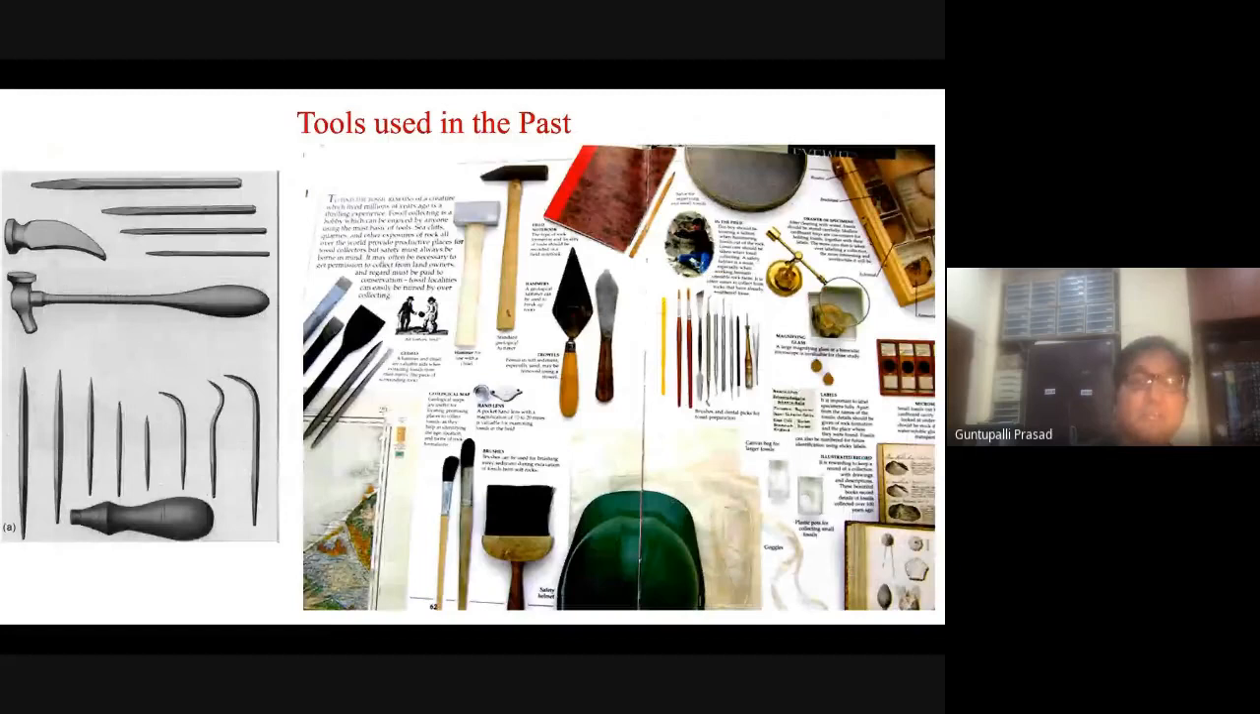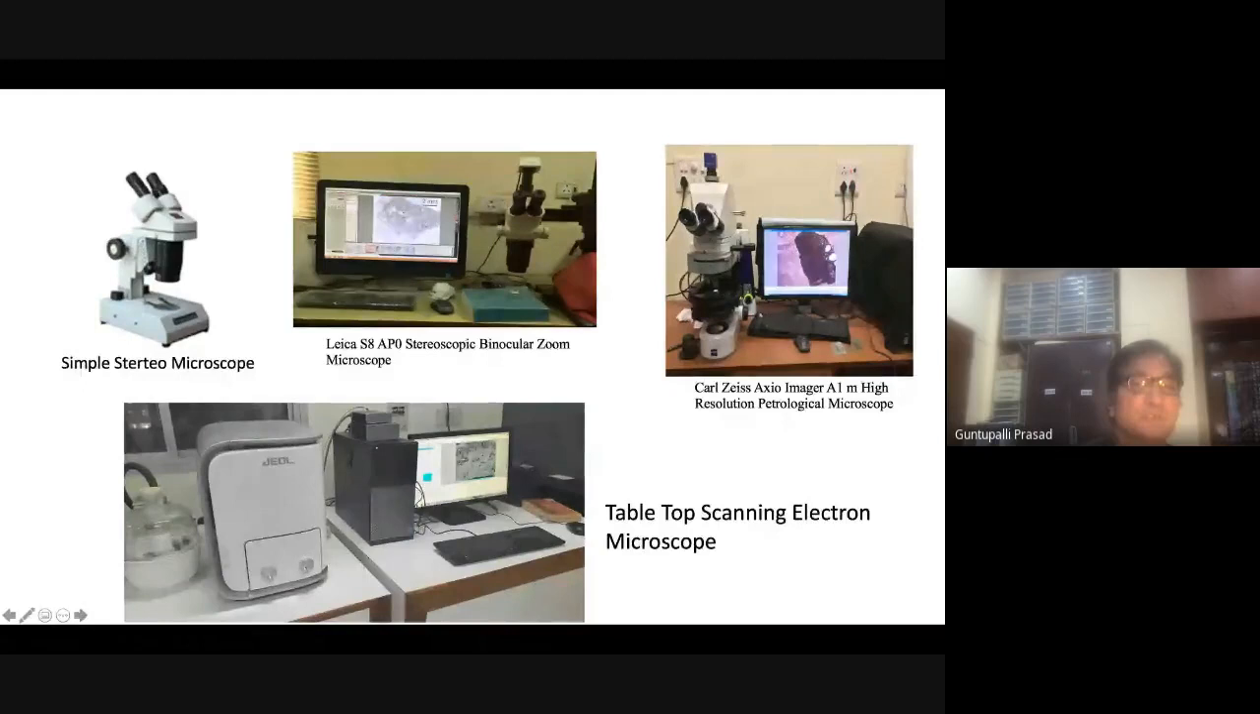So in the past, we were using tools like this for excavation of the fossils: chisels, hammers, and these things. And at the most, we were using this simple stereoscopic microscope. Later, of course, we graduated to using zoom microscopes with attached digital cameras. And then we use image analyzers and also a tabletop scanning electron microscope or the normal scanning electron microscope. At the most, we were using that.